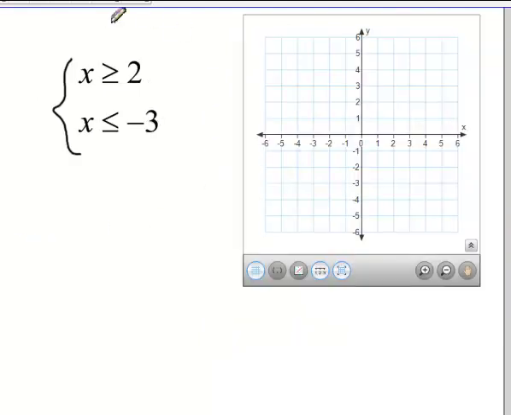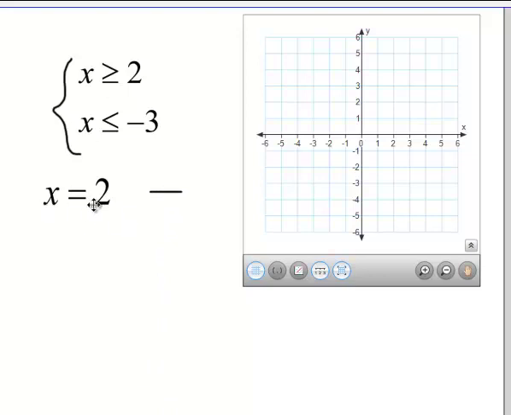In this system of two inequalities, we have something that looks kind of strange. X is greater than or equal to 2, x is less than or equal to negative 3, but the approach is absolutely the same. We are going to take them one by one, pretend that those are not inequalities but equations. So the first one, x equals 2. X equals 2, it's a line. What kind of line? The sign is greater than or equal to. It means the line is going to be the solid one.